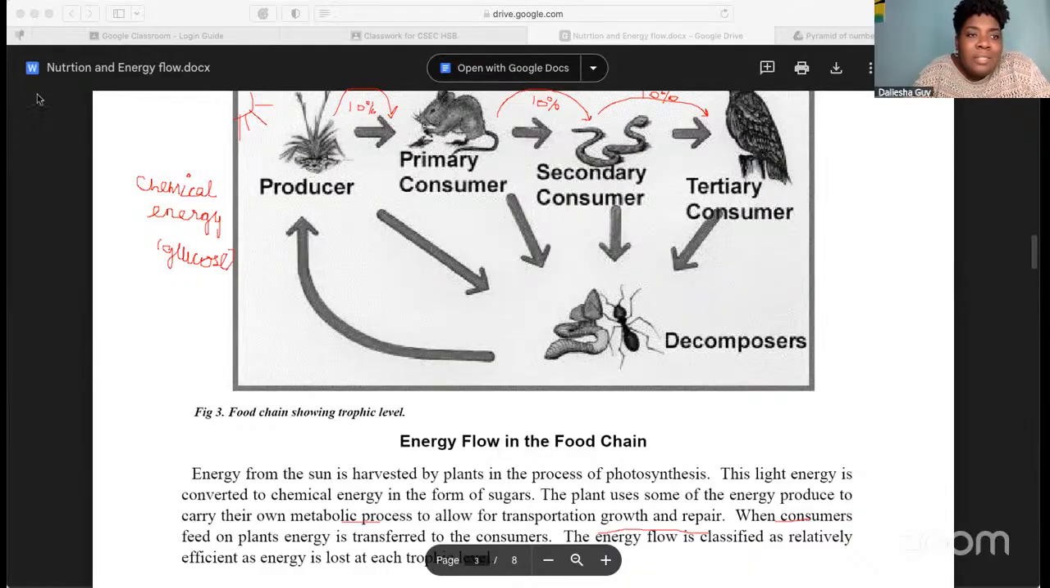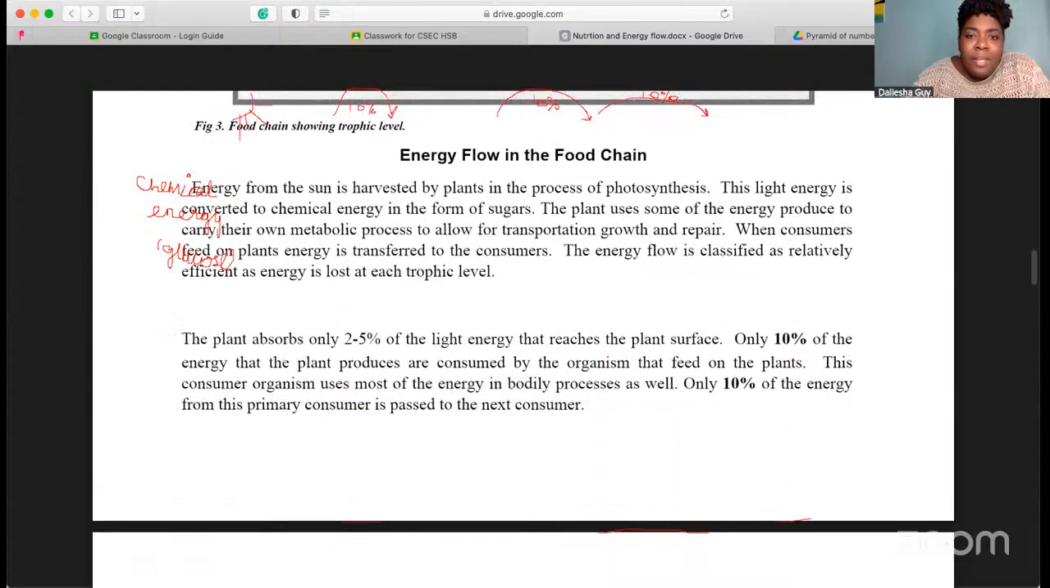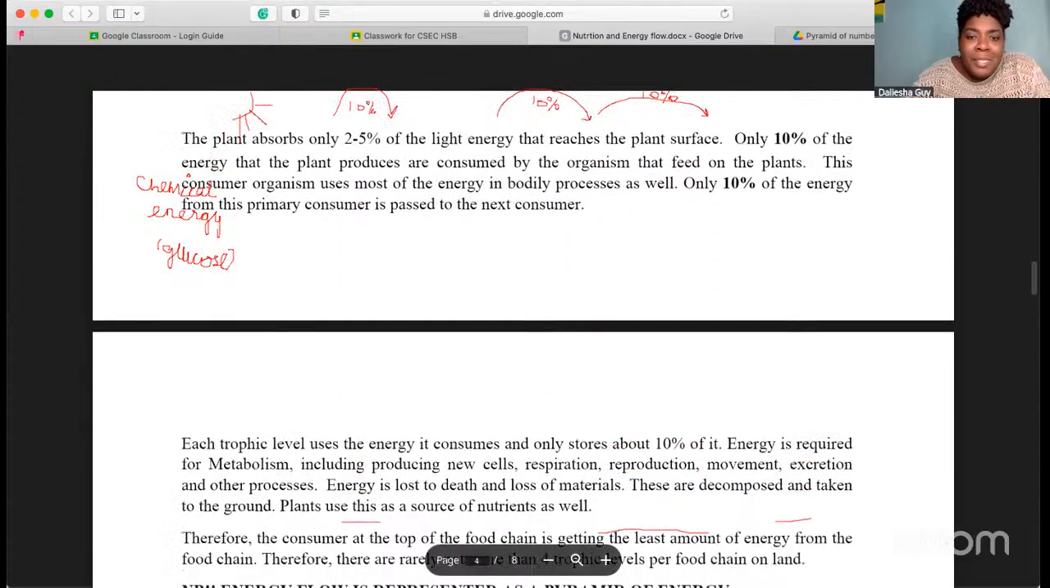So energy starts very high at the producer, but it dwindles as it goes along. That's why these consumers have multiple food sources to meet their energy requirement. So the bird will eat the snake, and the bird may also eat some rabbit. The bird might be eating something else, and something else, just to be able to get sufficient energy. So please remember that 10%, 10%, 10%.